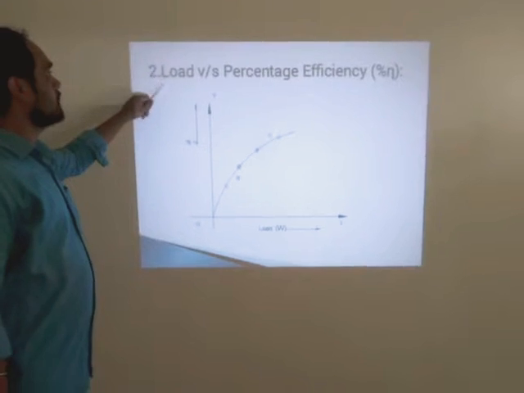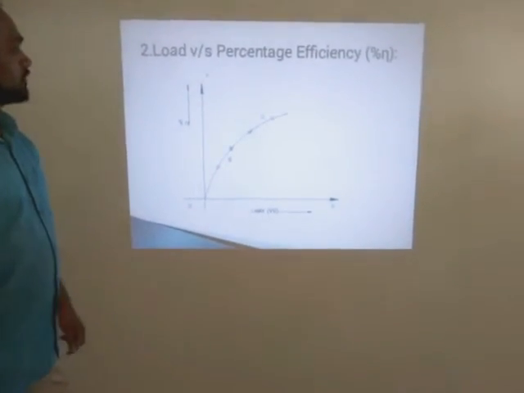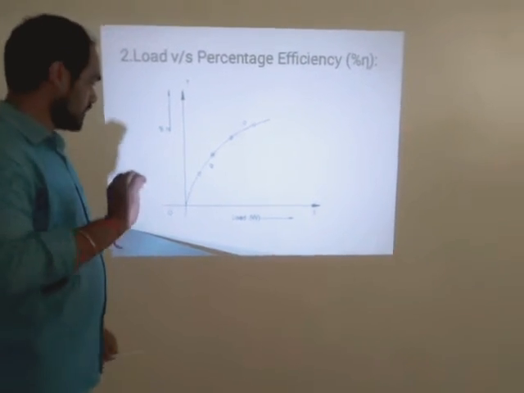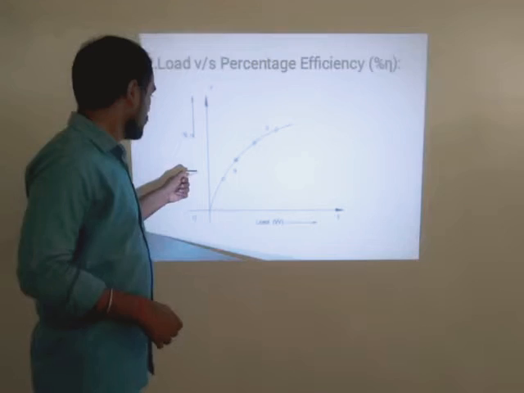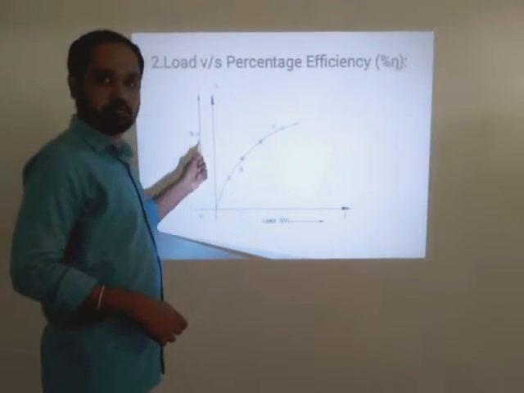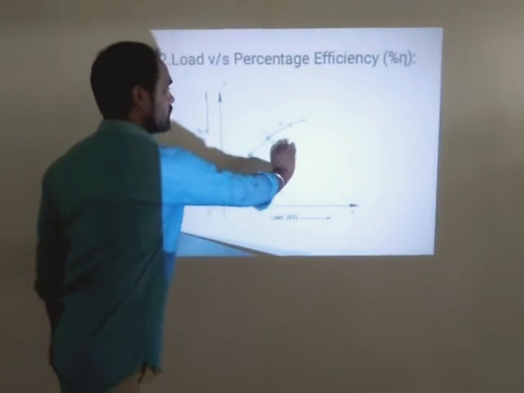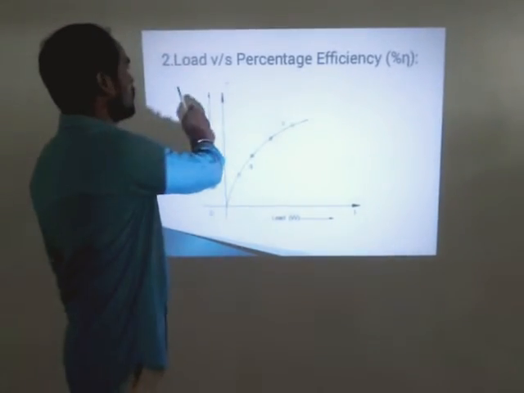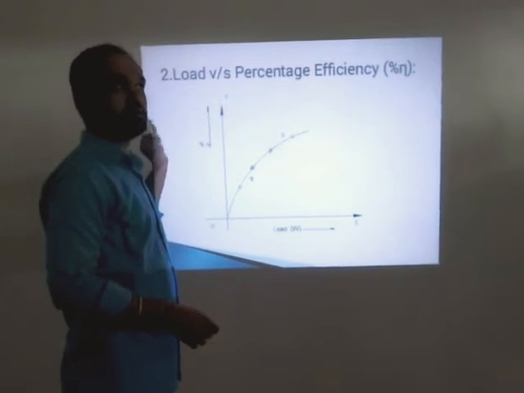Next, this is a graph between load and percentage efficiency. If we take the load on the x-axis and efficiency on the y-axis, and draw the graph as a freehand curve, we get this type of curve. This is the load and percentage efficiency graph. This is the standard graph.